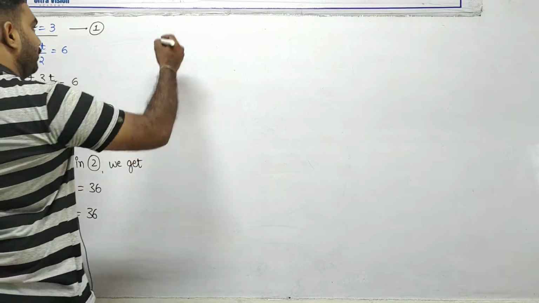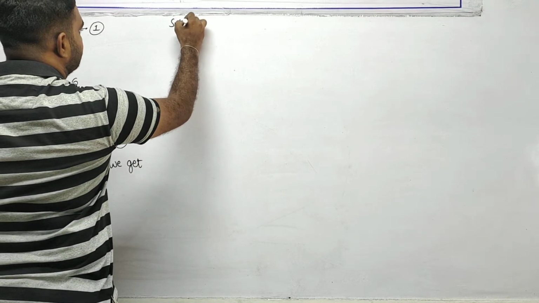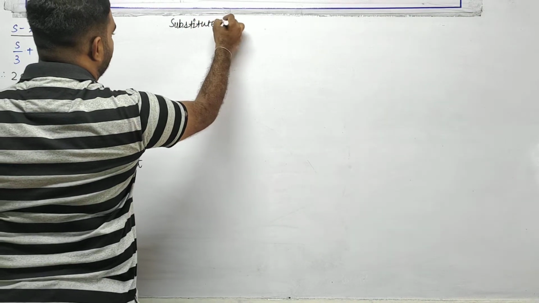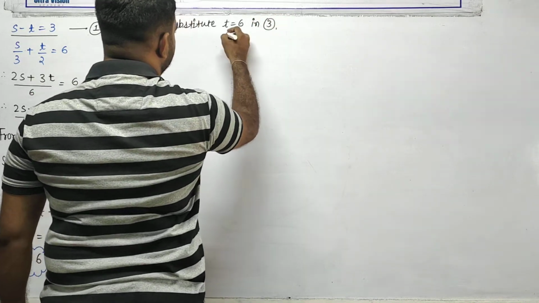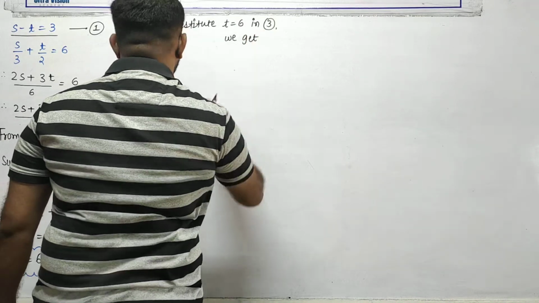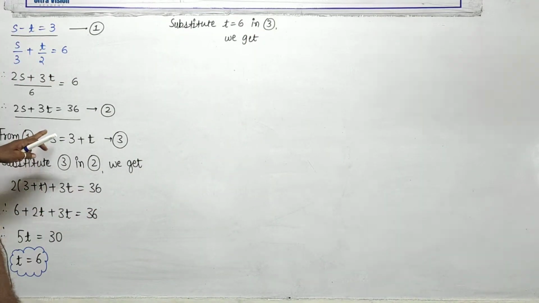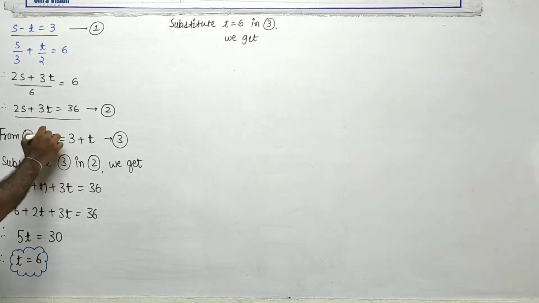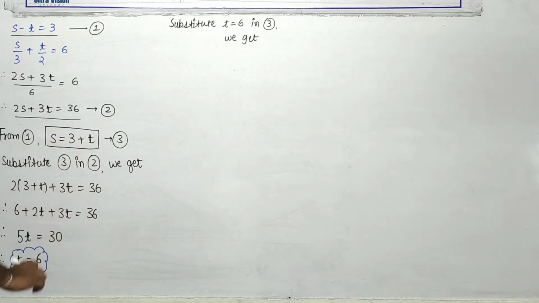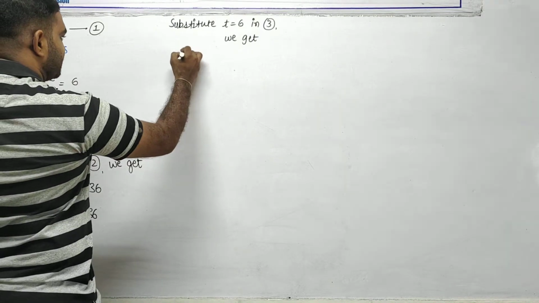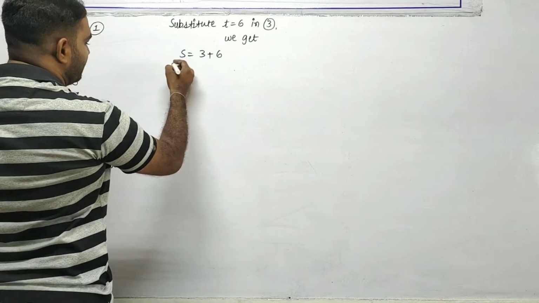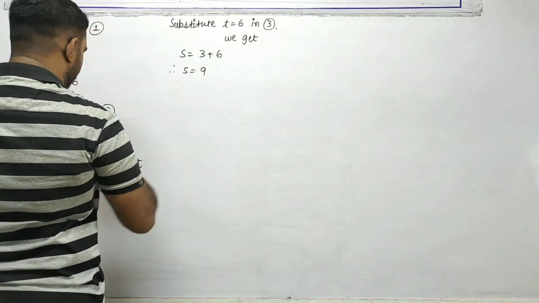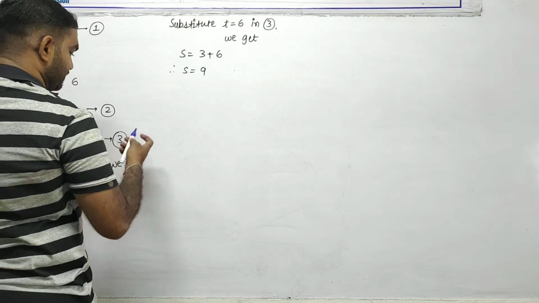Ready. Now, substitute t is equal to 6 in the third result. What shall we get? Ready? The third result: s is equal to 3 plus t, and the t value is 6. So we replace the value, and then s is equal to 9. So s is equal to 9.